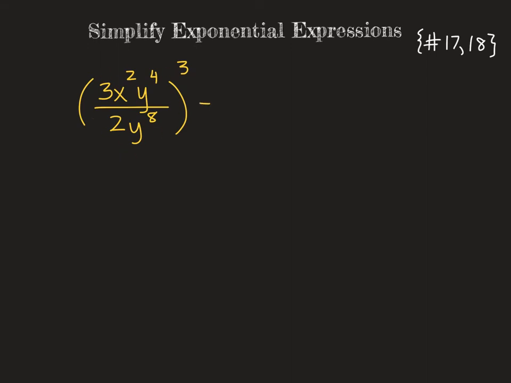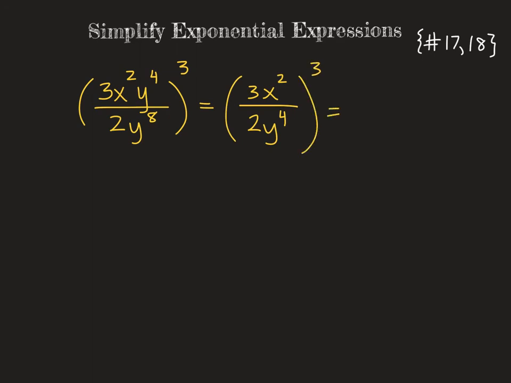Can that be simplified at all? And the answer is yes. 3 over 2 can't be. There's no other x's, but this y to the 4th over y to the 8th can be simplified. There are 4 more y's in the denominator, so we can write this simply as 3x squared over 2y to the 4th. That's because when we subtract 8 minus 4, we'll get 4. When you subtract, you just do the larger minus the smaller, and wherever you started is where you end up. And then that's still raised to the 3rd power.